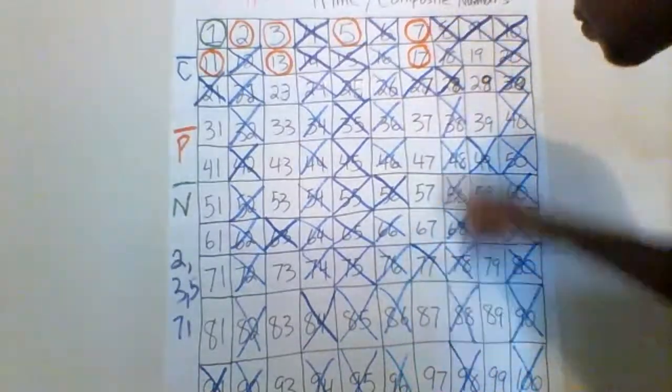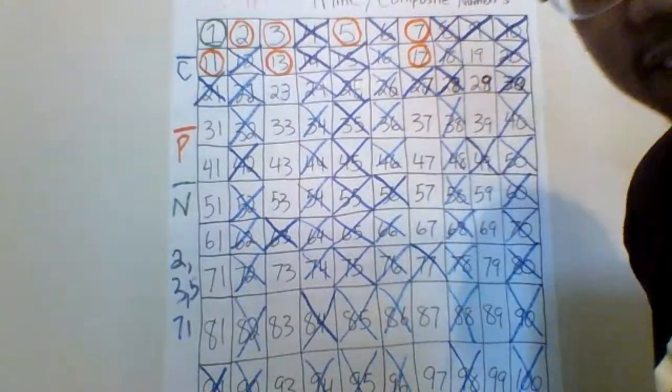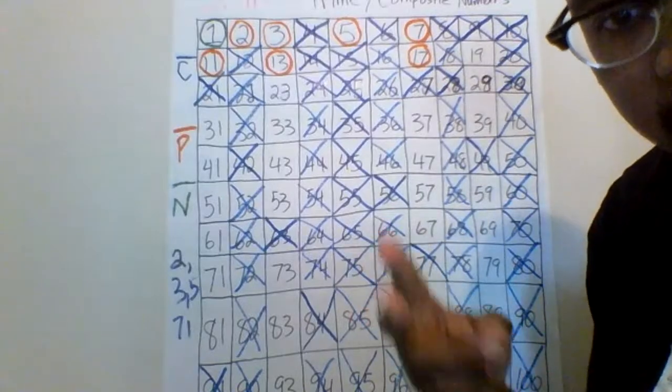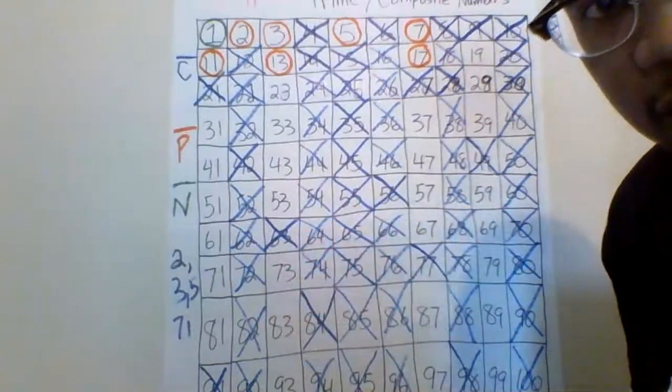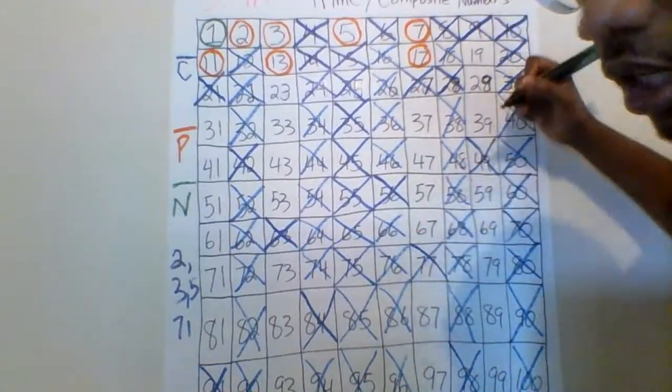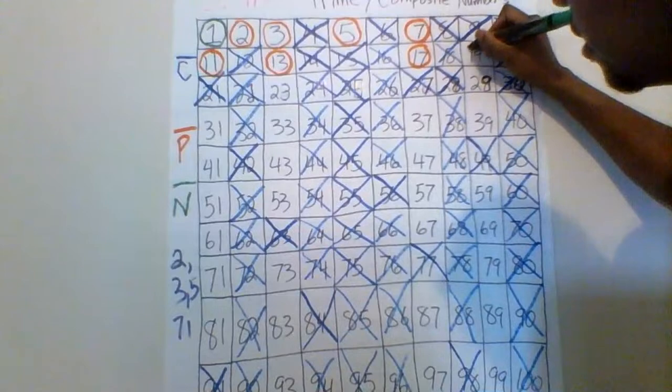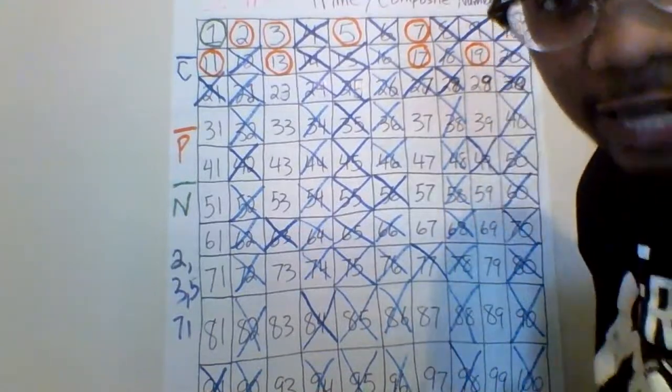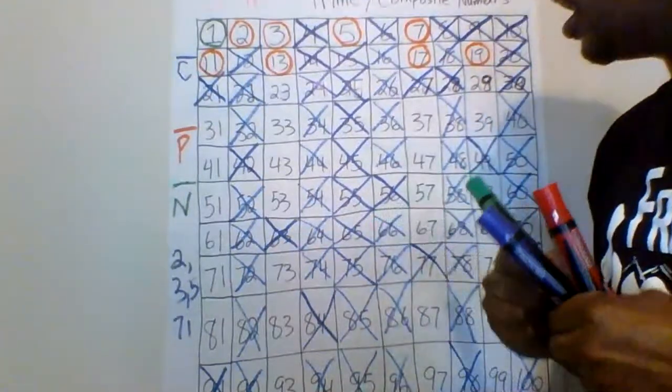19. 1 plus 9 is 10. 3, 6, 9, 12, not 10. So the rule of 3 doesn't work on 19. So 19 is prime.